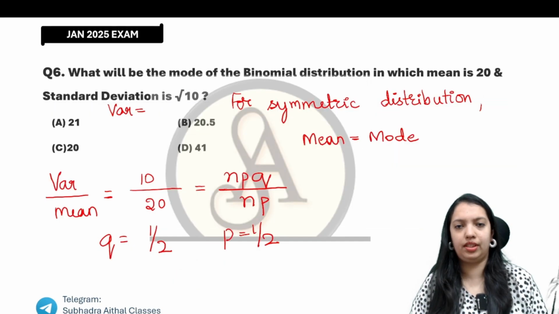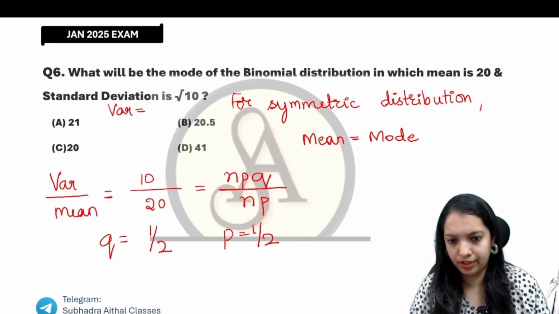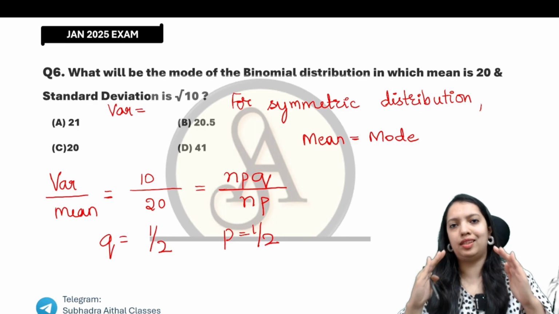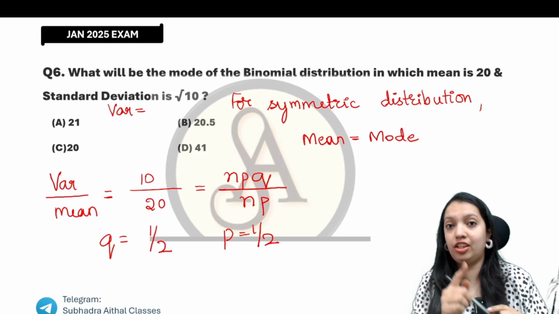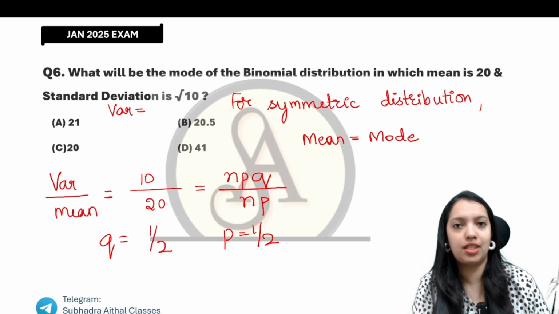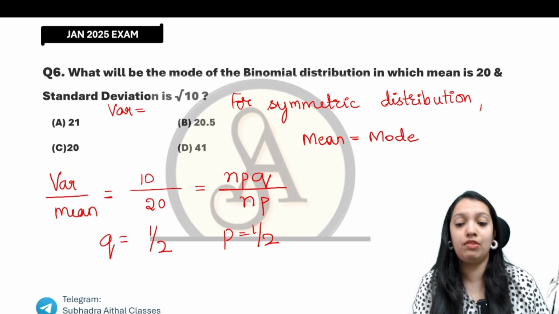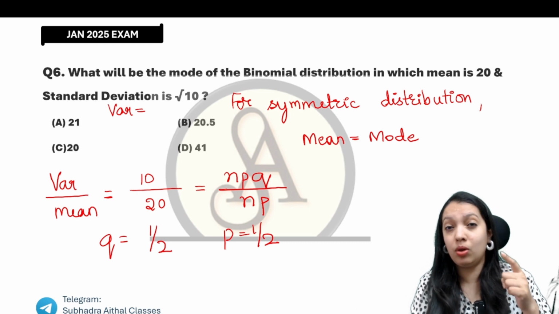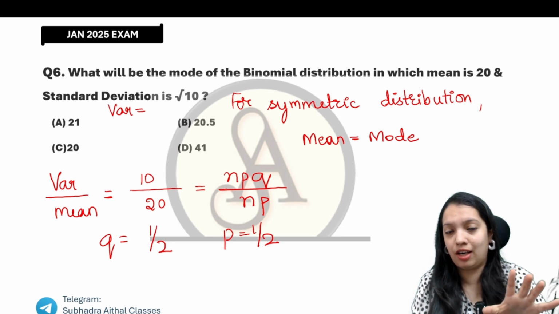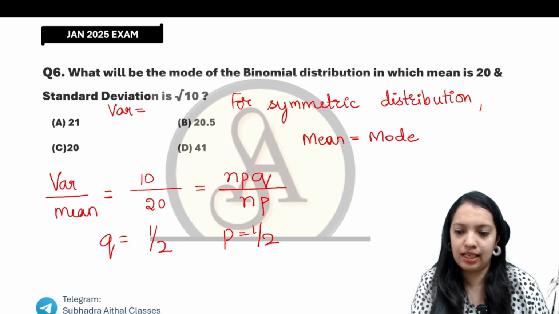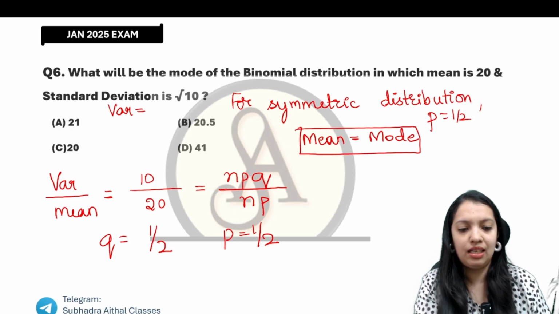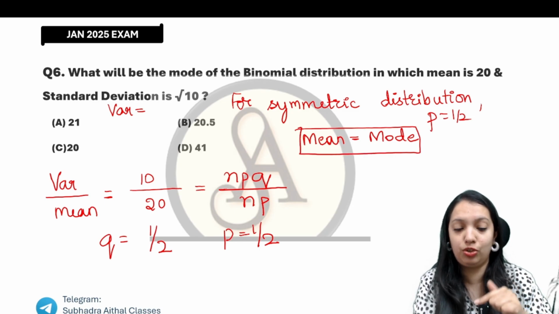Next question is from theoretical distribution chapter. They are asking you to calculate mode. There are 2 ways to calculate mode and this depends on P value. If P and Q are half, then that distribution is known as symmetric distribution, in which case mean and mode are same. Only if P and Q are not equal to half, then you have to apply the formula n plus 1 into P. So in this case, if P is equal to half, then mean and mode will be same. Let's calculate variance.